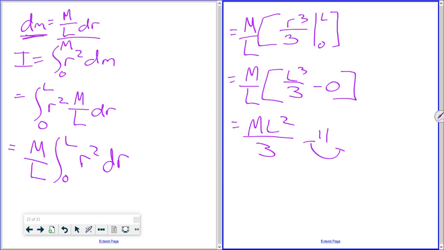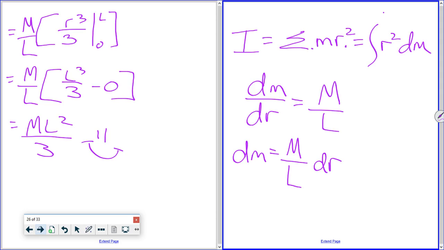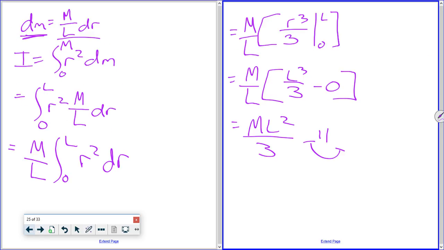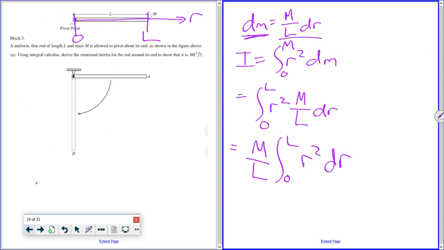All right. So from here, I think the rest of the problem wasn't too bad, if I remember right. Part D, derive an expression for the velocity of the free end of the rod at position B. Express your answer in terms of M, L, and physical constants. So what is position B? Is that at the very bottom of the swing? Yeah, down here. And we're looking for the velocity of the free end. So we're looking for V, right?